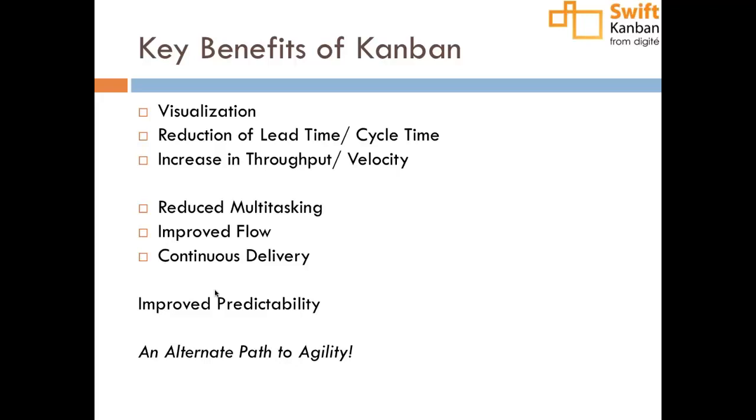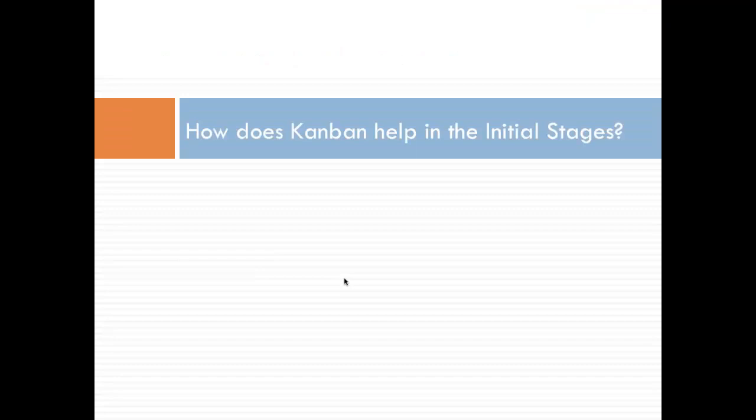I think we should take these up as we go along. I think there is significant challenge in achieving predictability, and that's one of the things that's really key to business owners. So let's get down in details, and then we'll discuss that more. All right. So how does Kanban help in the initial stages of implementation in a team?